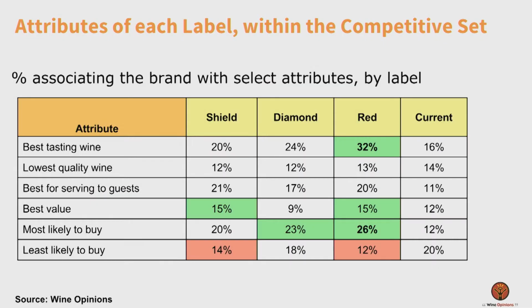And so one of the things we did was ask them which of the labels in that competitive set they associated with various attributes that are listed over on the left there: best tasting wine, lowest quality wine, which is the best for serving to guests, et cetera, et cetera.